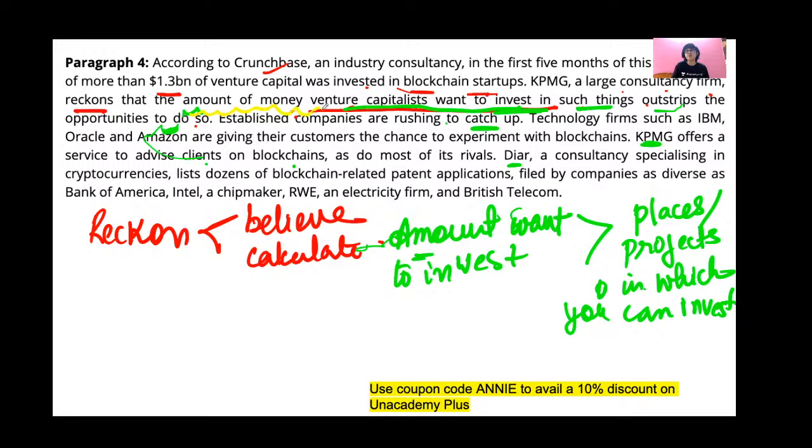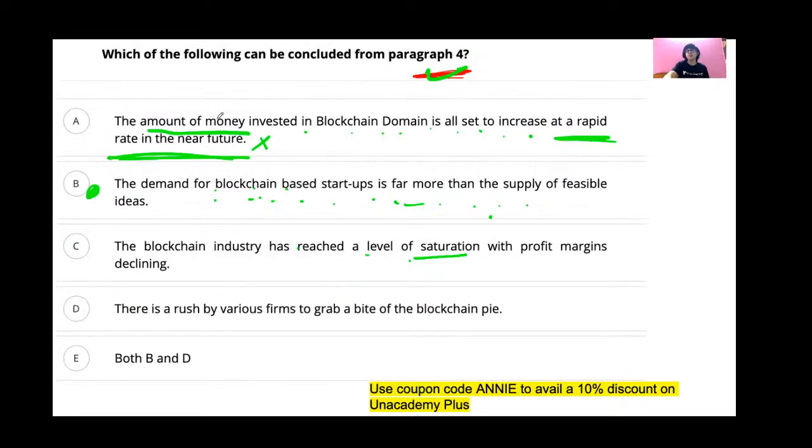The amount of money venture capitalists want to invest in such things, meaning in blockchain startups, outstrips, this is greater than the opportunities to do so. From here we can conclude that demand for blockchain based startups is far more than the supply of feasible ideas. Supply of feasible ideas means opportunities. And demand for blockchain based startups means the amount of money.